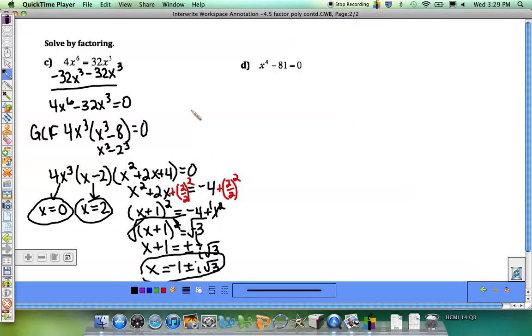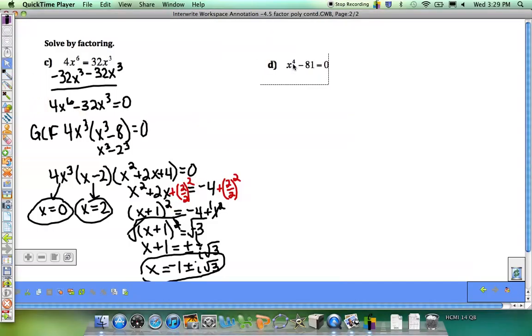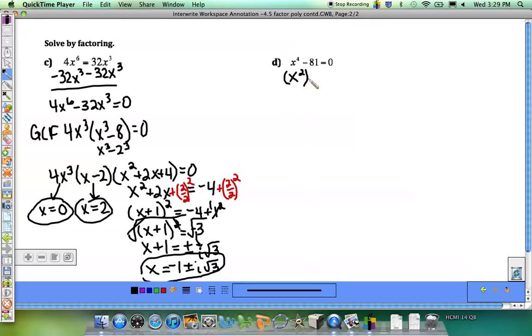The last one for this lesson, letter D, that is 2 terms. We can square root 81, so we're actually going to use the square pattern. So if I square root x to the 4th, I have x squared. If I square root 81, I have 9. So that becomes x squared minus 9, x squared plus 9. I can't do anything with the plus. That one does not factor.